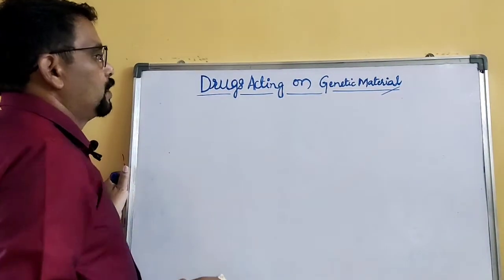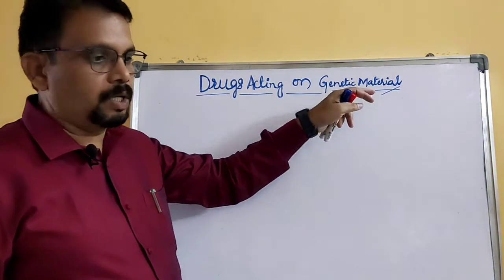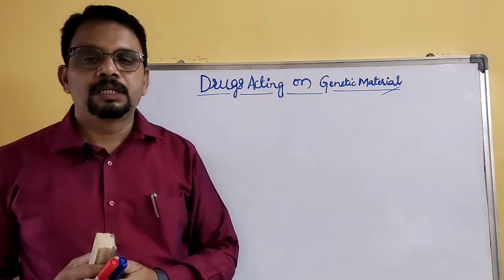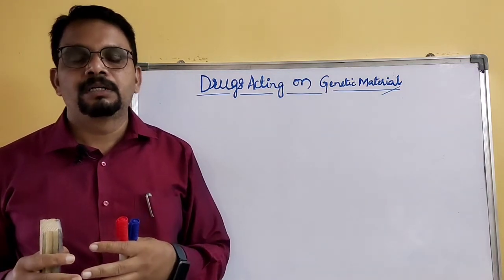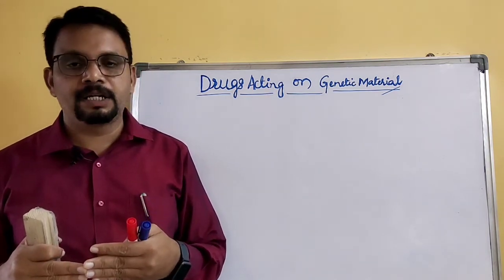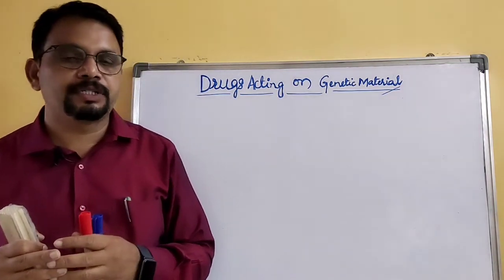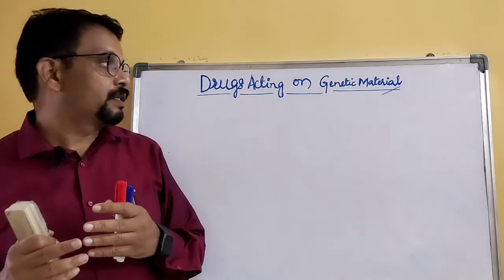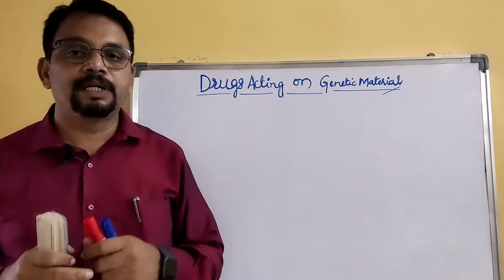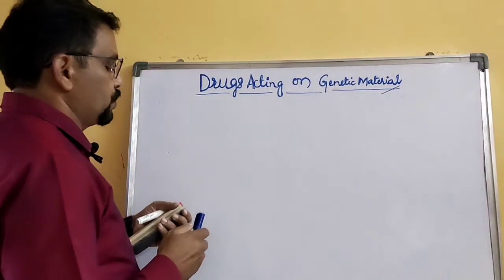So you know the definition of drug, and also genetic material. In this unit you are going to learn the interactions between drug and the genetic material, and how they alter the replication, transcription, or translation processes, and how they can be helpful in treating some kinds of diseases.